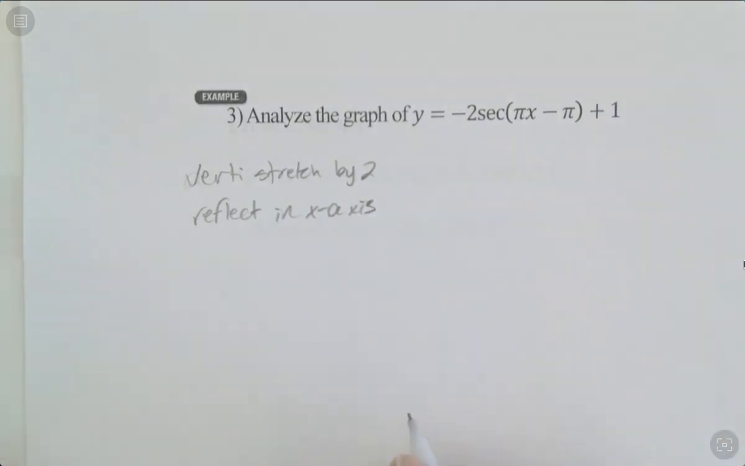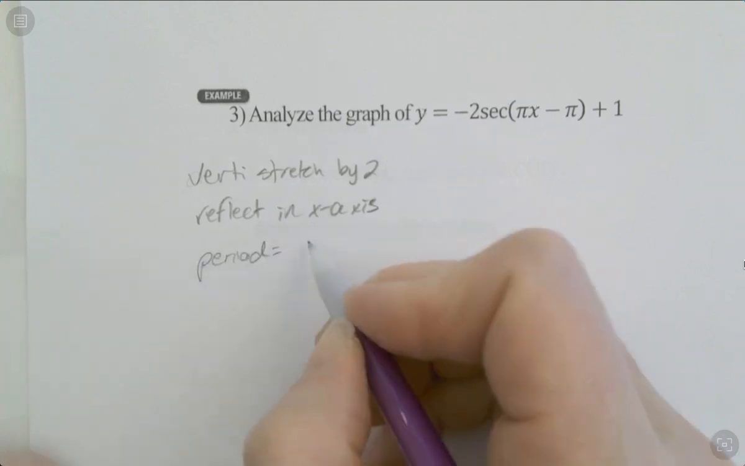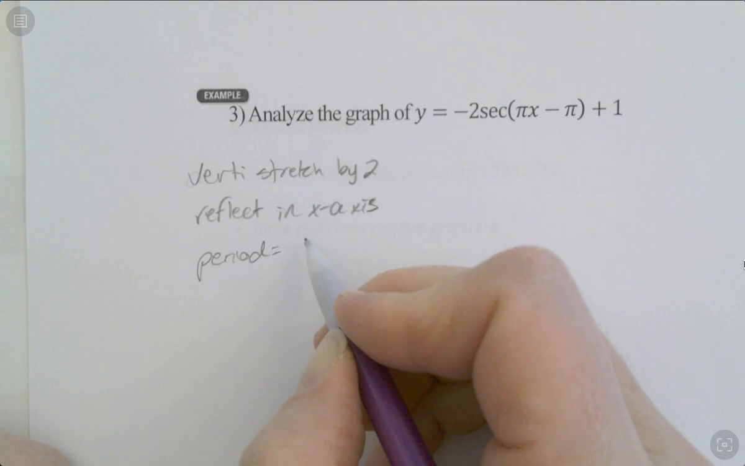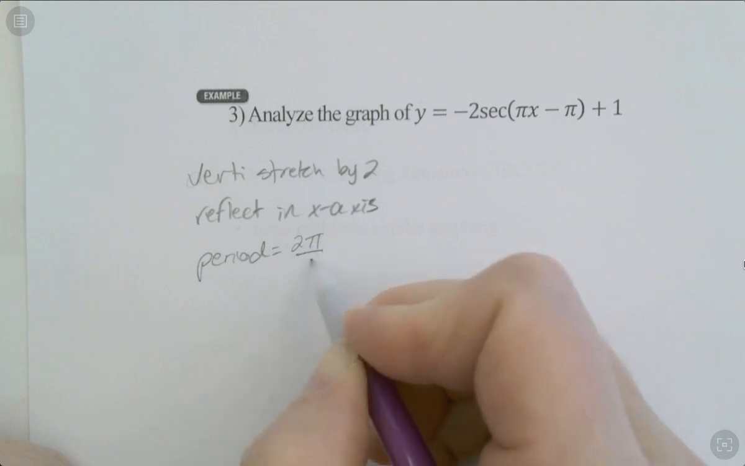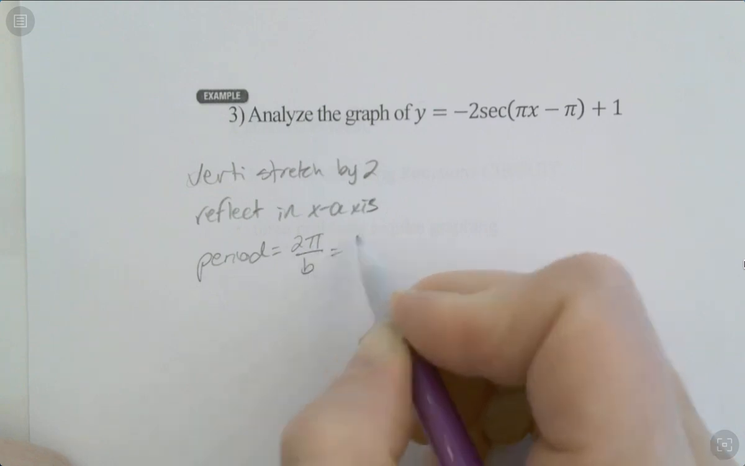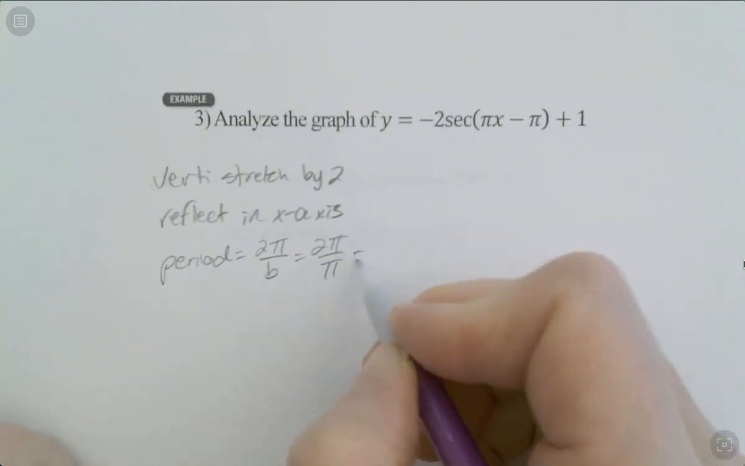That affects the period. So the period is still going to be 2 pi divided by b, or 2 pi divided by pi. So it's just 2.